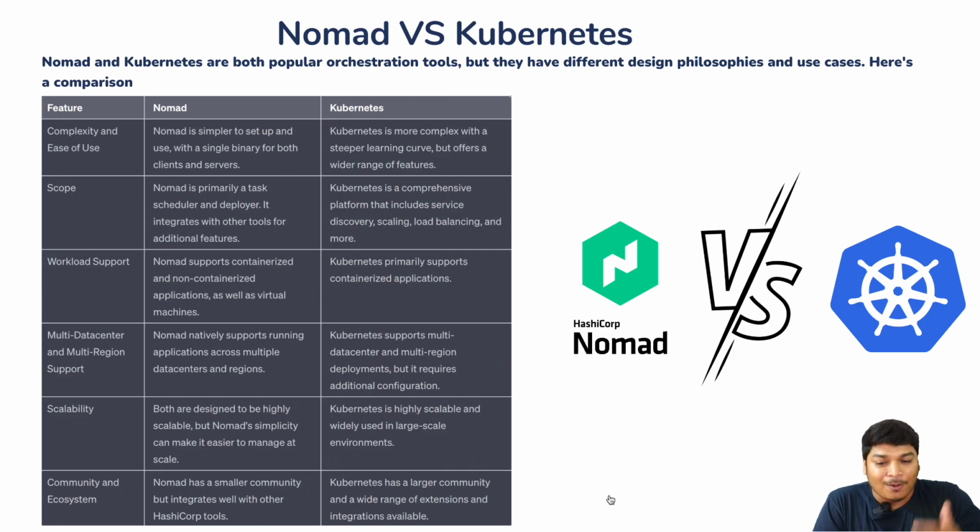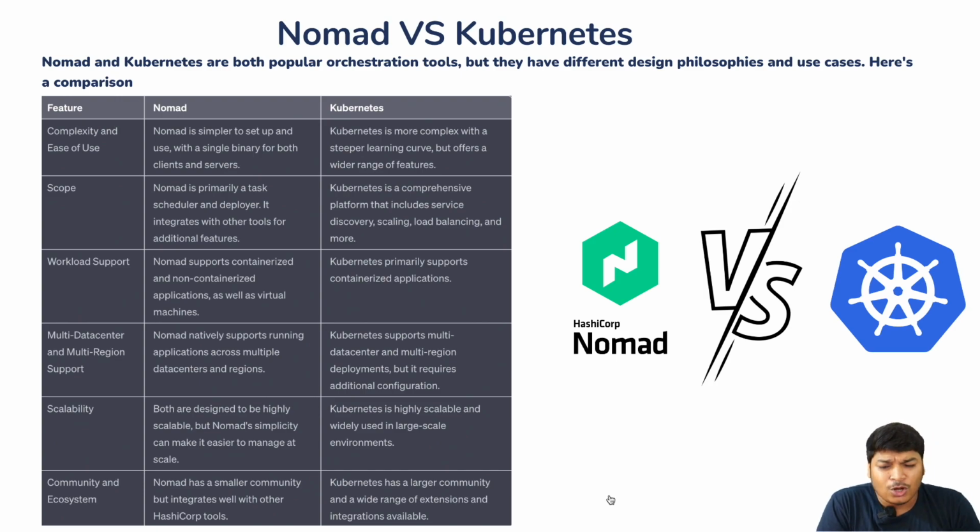First, let's talk about complexity and ease of use. Nomad is simpler to set up, simpler to configure, simpler to do all these operations. But Kubernetes is a bit more complicated with a steep learning curve, so you need a bit more time to learn and configure things. But it offers a wide range of tool set and features. Then let's talk about the scope. Nomad is primarily a task scheduler and deployer. It integrates with other tools which do other stuff. Kubernetes is a very comprehensive platform that includes service discovery, scaling, load balancing, and more such features.